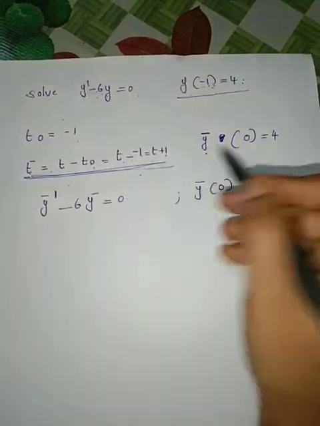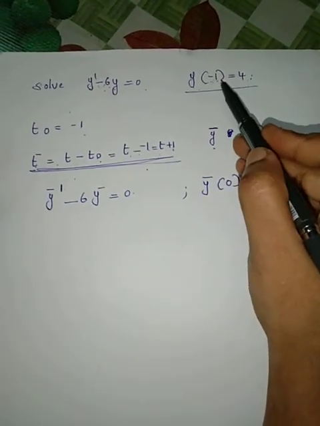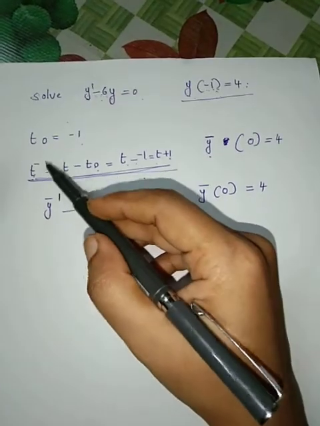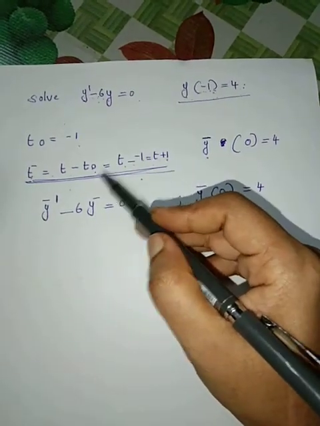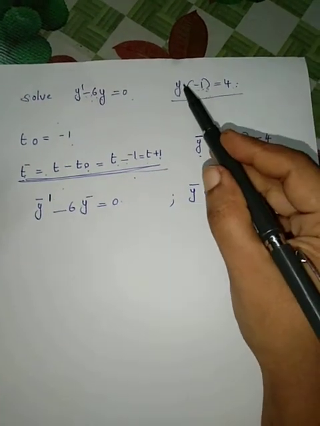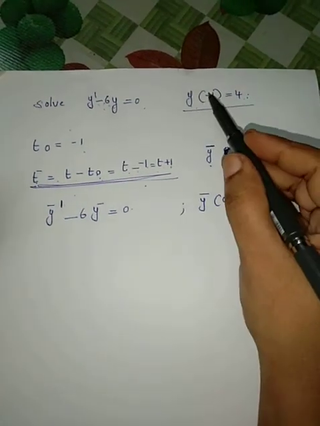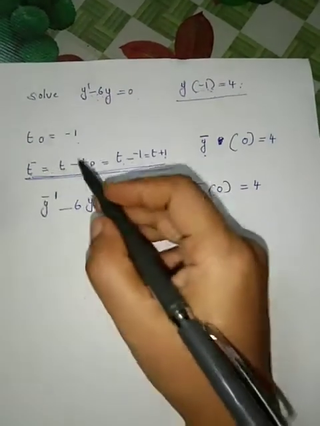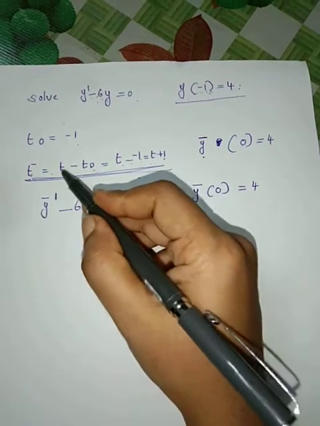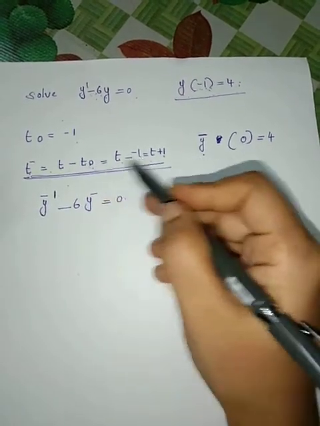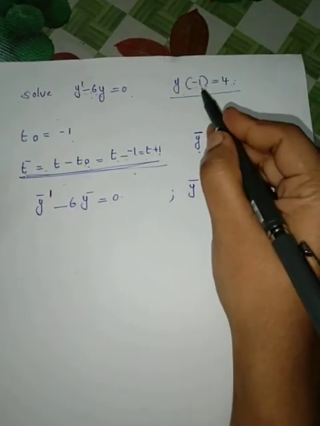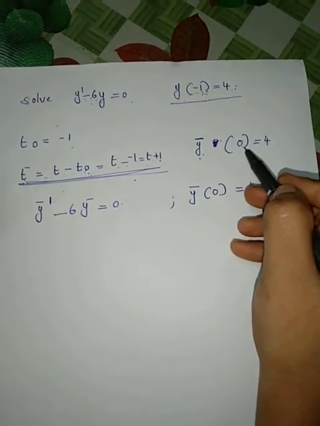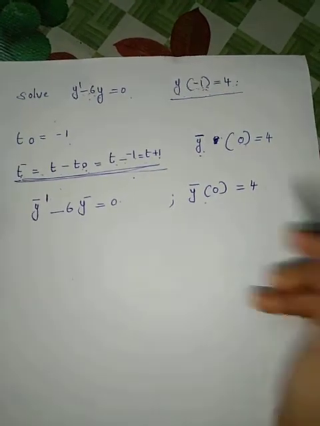Applying the transformation t bar equal to t minus t naught, y becomes y bar, and the initial condition moves to the point 0, since at t equal to t naught, t minus t naught is 0. Therefore t bar becomes 0 at the initial condition. That's why y of minus 1 becomes y bar of 0, and y bar of 0 equals 4.